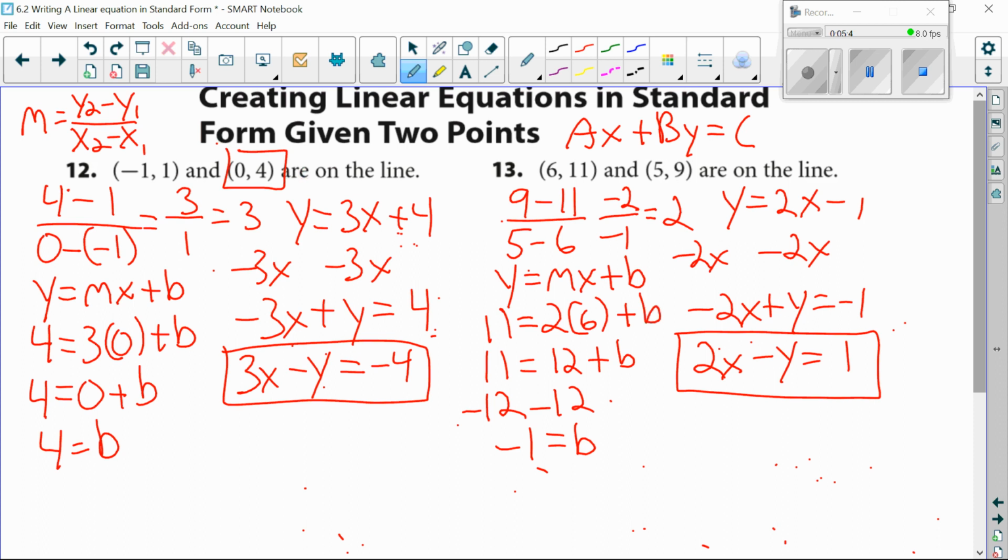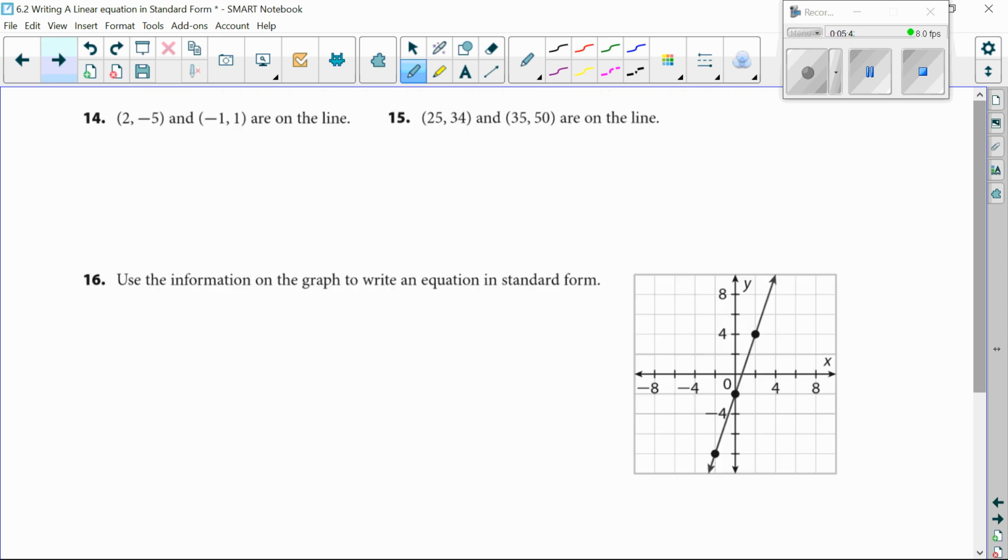All right, go ahead and take a look at these problems here and see if you can solve these. Now, 14 and 15, they give you the points, but in 16, they give you a graph which has 2 points labeled here that you can find. So you can go ahead and pause the video here and try to solve these. Okay, go ahead and take a look at your answers and see if you got them right.